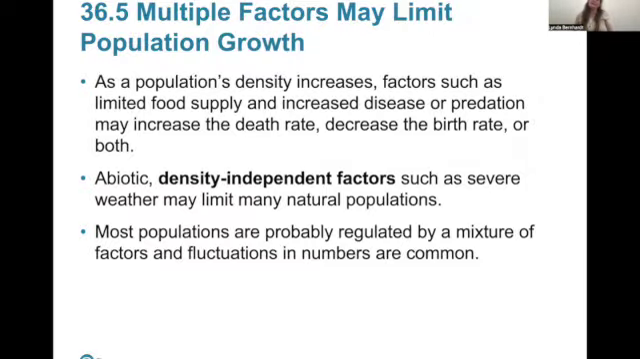All right, population density increases. The factors such as limited food supply and increased disease or predation may increase the death rate, decrease the birth rate, or both. So we have abiotic factors. Abiotic is non-living, density independent factors like weather.